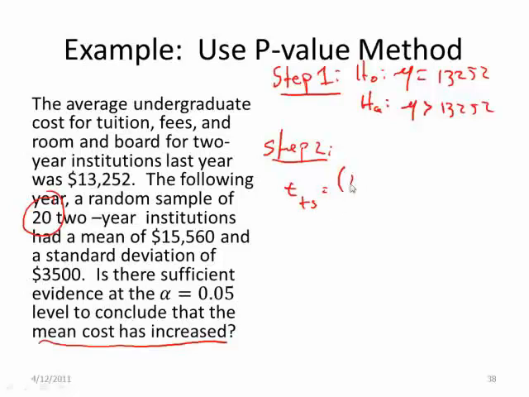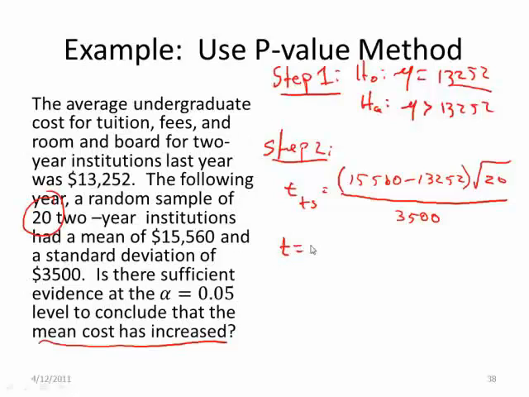So x bar, 15,560, minus mu under the null hypothesis, 13,252, times the square root of 20, divided by the standard deviation, which is 3,500. So by my computation, I came up with 2.95. Do we concur with that? Very good.